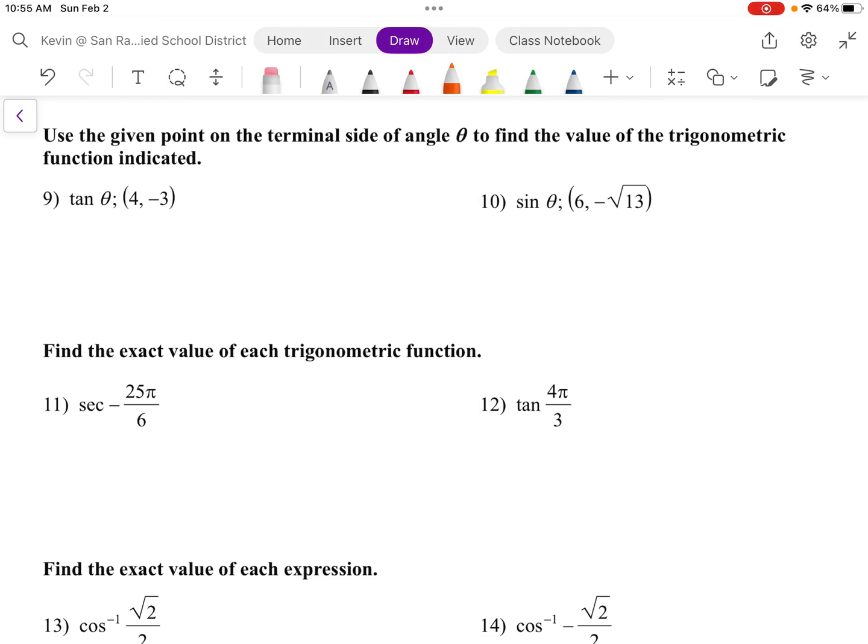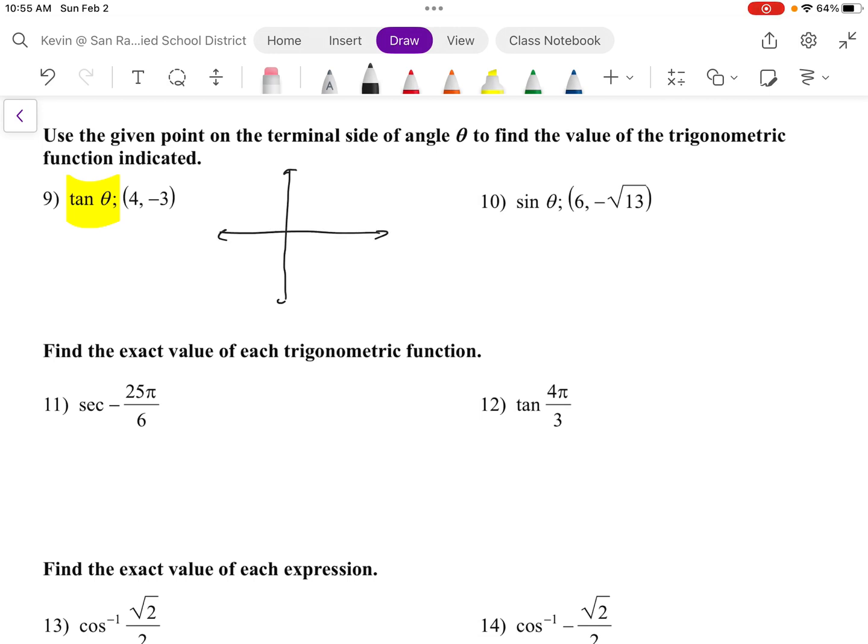Okay, this is the Chapter 4 review sheet. This is the second page. It says use a given point on the terminal side of angle theta to find the value of the trig function indicated. So we're looking for tangent theta, and we're given 2 points.